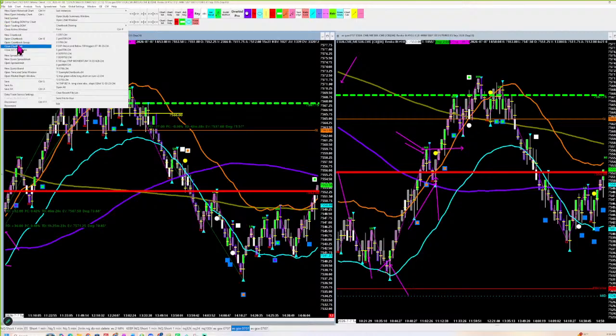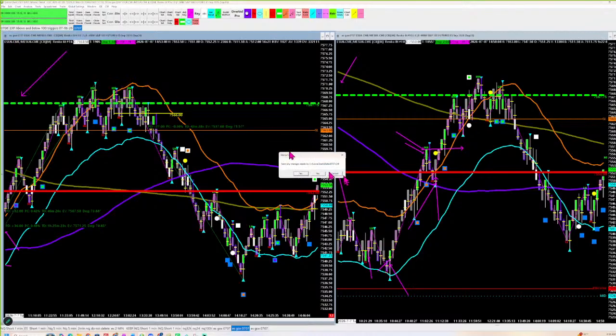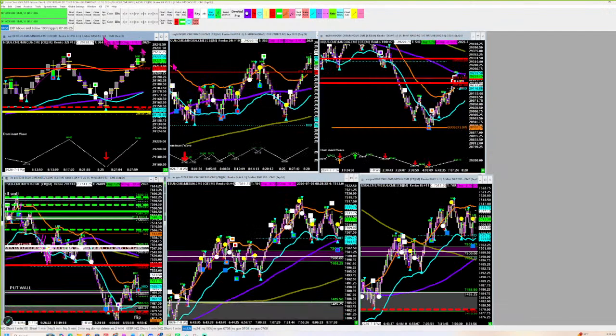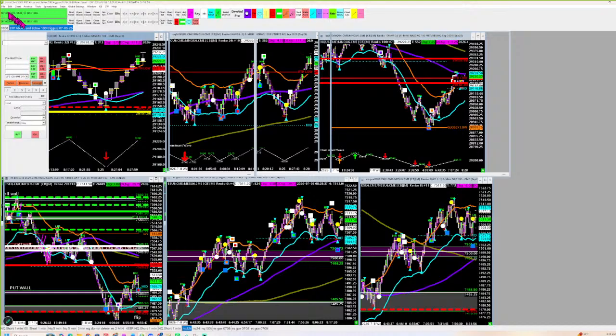File, close chart book. Save any changes? No, I have not finished the over under 100. I'm working on it. I'll get it done. I got to close that.